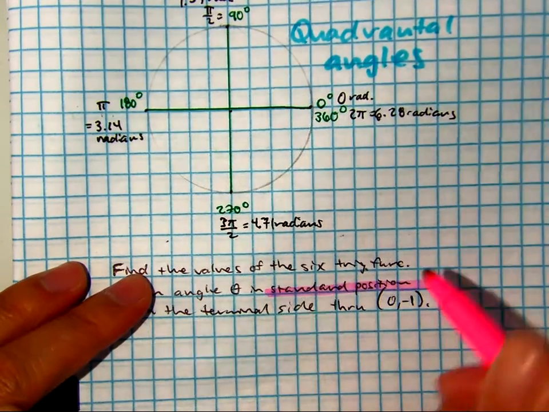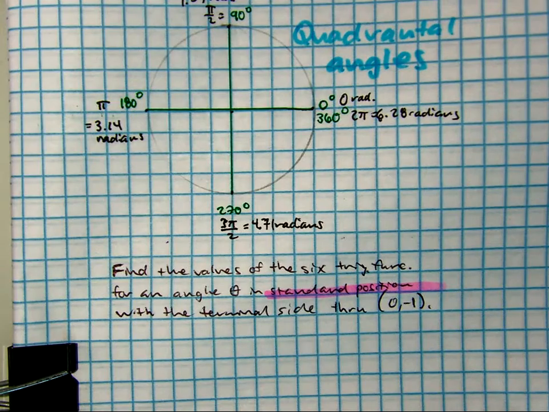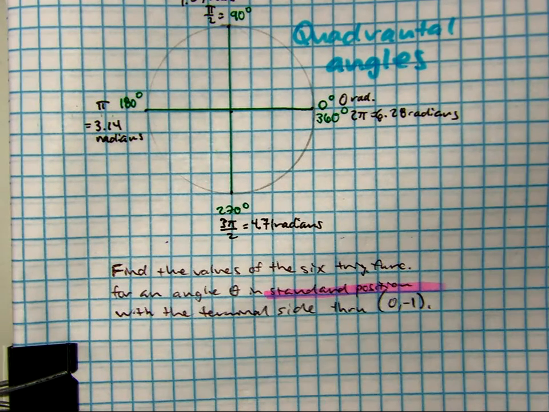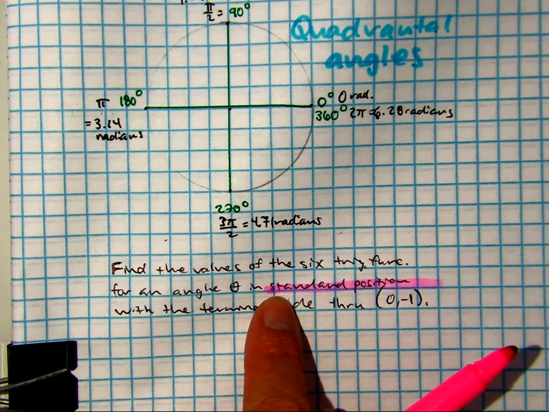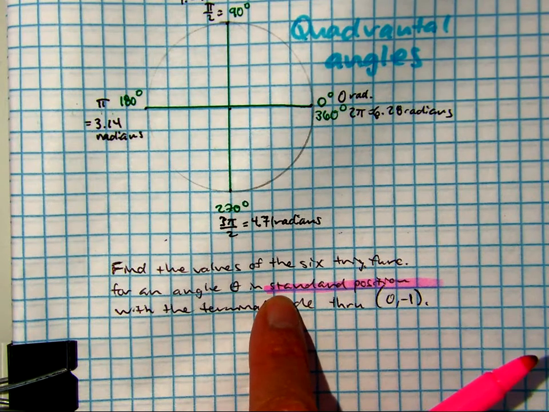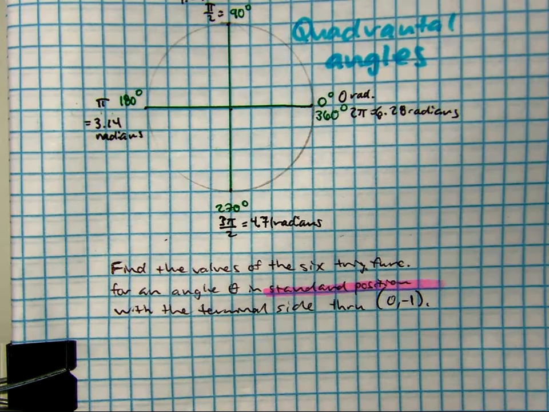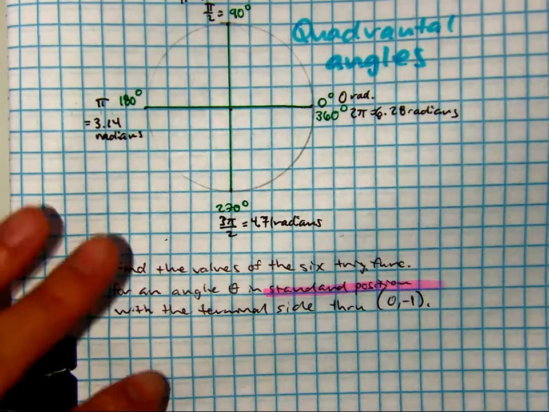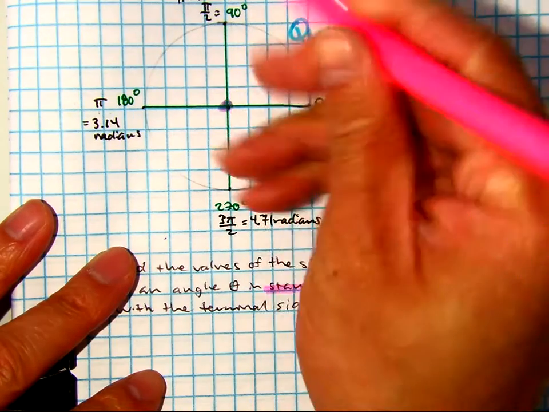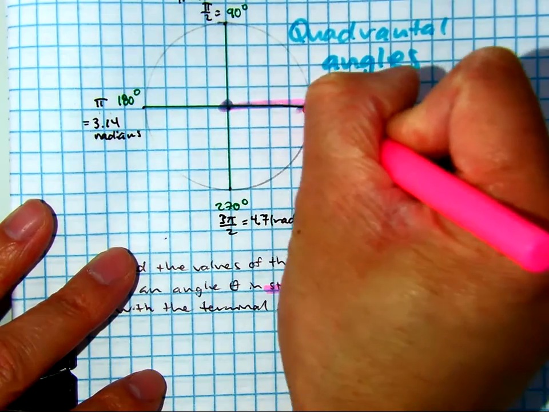Standard position, standard, starts with the letter S. Standard position is like where you start, or the initial side. Put your finger on the initial side, or where we start. We always start right here. Always.